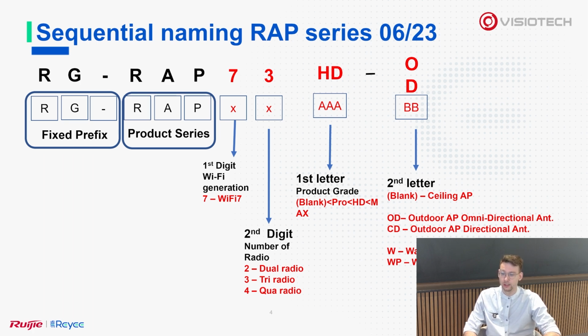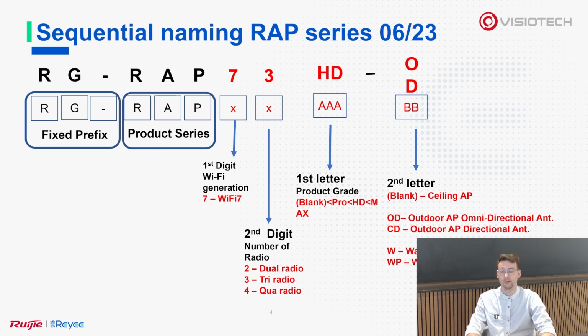Then the first letter in the naming itself gives us again the information of the product grade, depending on what we're looking for, if it's Pro, HD, M, or MAX. And then the second letter is basically what the mount is. So if it's a ceiling access point, if it's an outdoor unit, right? Depending on if you have an omnidirectional or just one direction, this is also defined in the second letter of the naming.